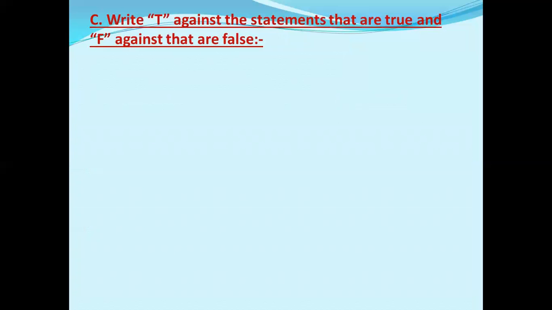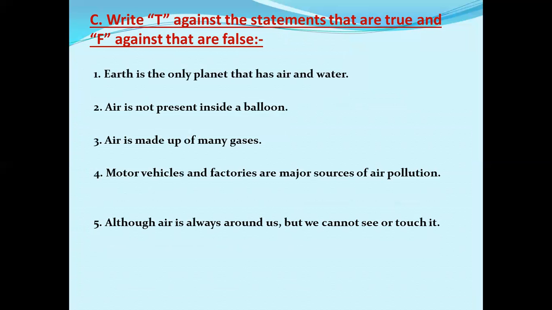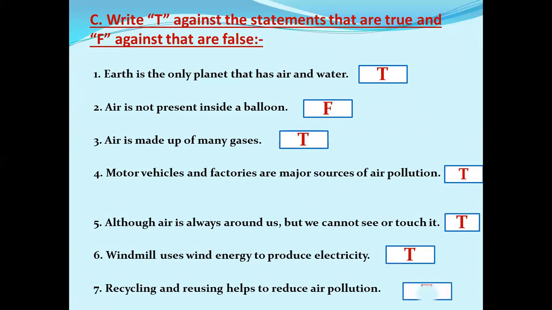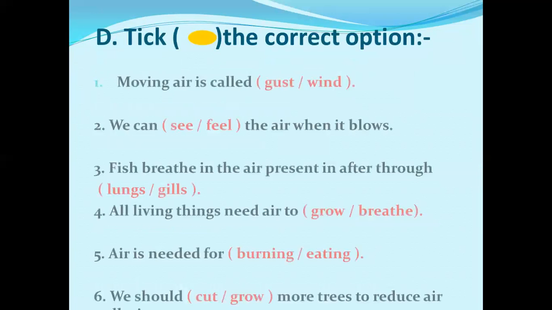Next, write T against the statements that are true and F against those that are false. So here are the statements. Now, Earth is the only planet that has air and water. True. Air is not present inside a balloon. False. Air is made up of many gases. That is true. Motor vehicles and factories are major sources of air pollution. True. All the air is all around us, but we cannot see or touch it. True. A windmill uses wind energy to produce electricity. True. Recycling and reusing help to reduce air pollution. True.